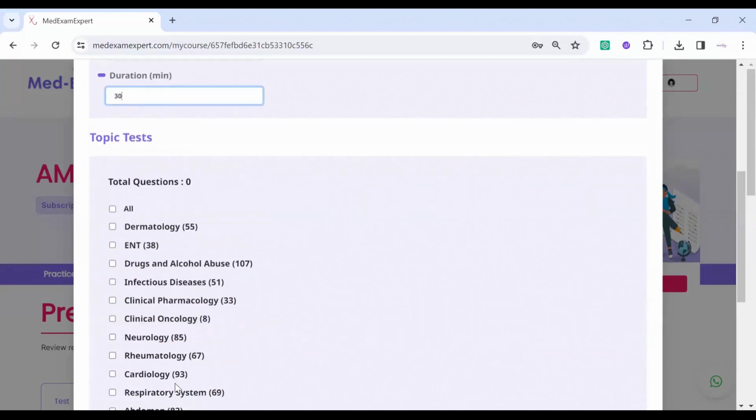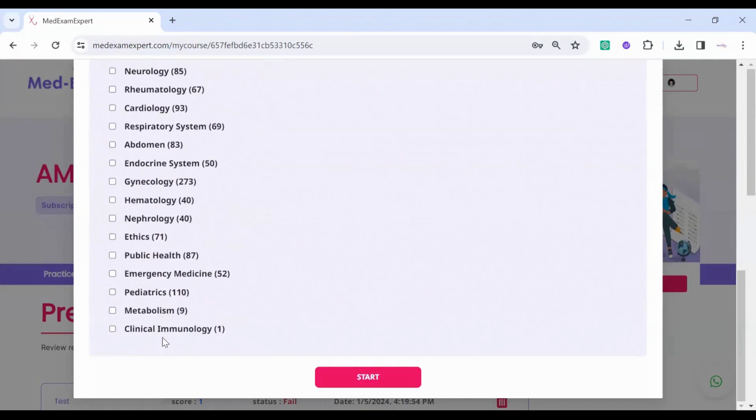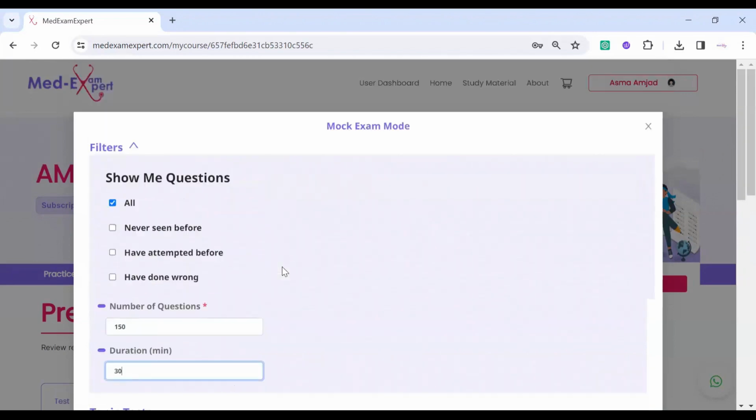You can choose any topic that you want to practice. You can choose all topics at once, or you can choose 5 topics, 6 topics, depending on your preparation. So you can make your own mock exam as well. So I guess this QBank is clear to you. Let's move to our PPT. Let me share my screen again.